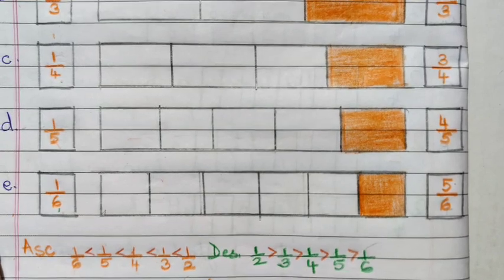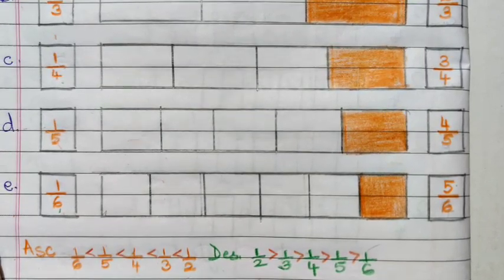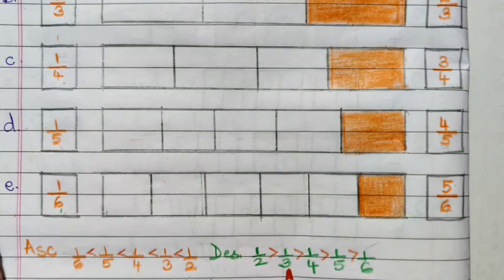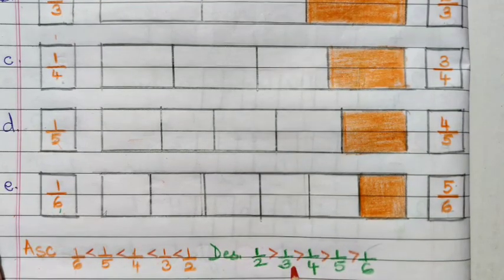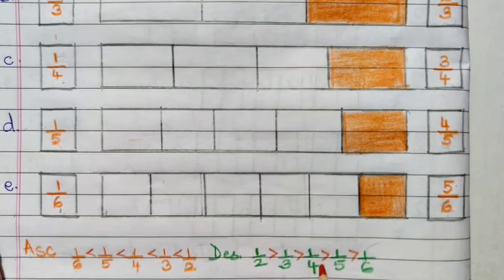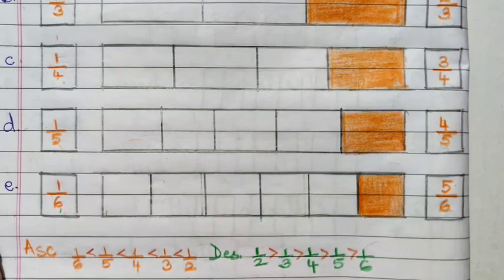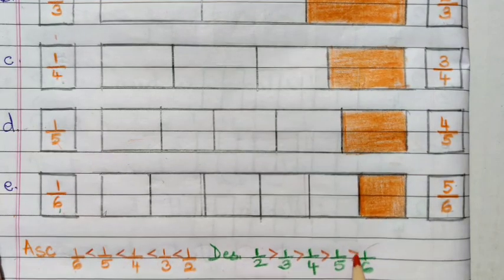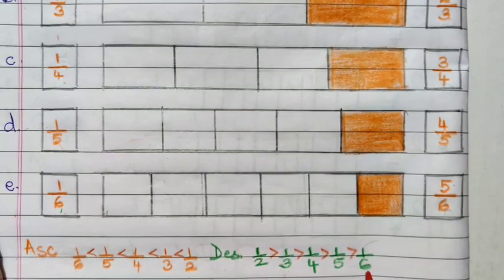Similarly, here we will say greater than. In the descending order, the biggest number first. So, 1 upon 2 is greater than 1 upon 3. 1 upon 3 is greater than 1 upon 4. 1 upon 4 is greater than 1 upon 5. And 1 upon 5 is greater than 1 upon 6.